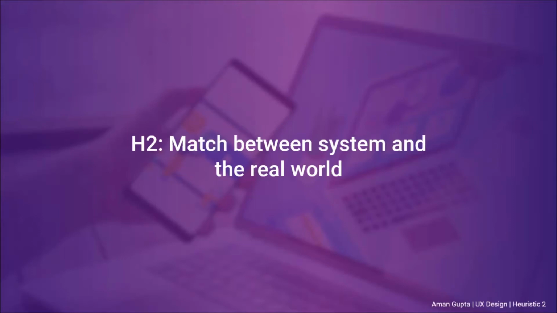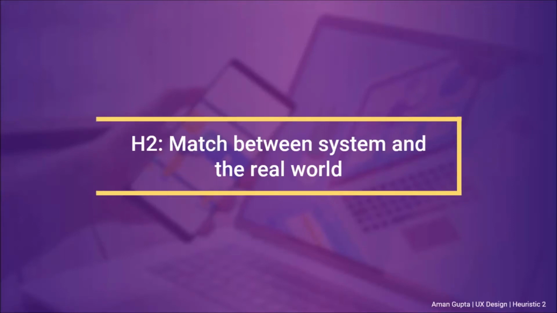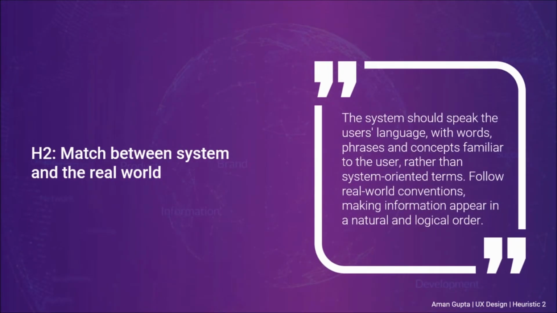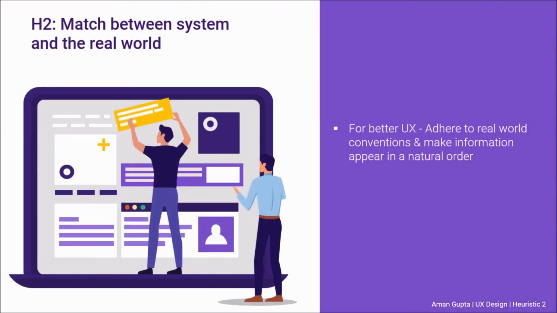The second heuristic given by Nielsen is match between system and the real world. This heuristic states that the system should speak the user's language with words, phrases, and concepts familiar to the user, rather than system-oriented terms. Follow real-world conventions, making information appear in a natural and logical order.